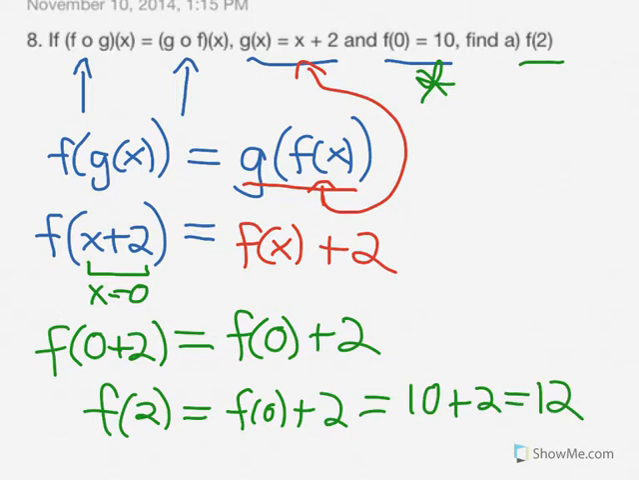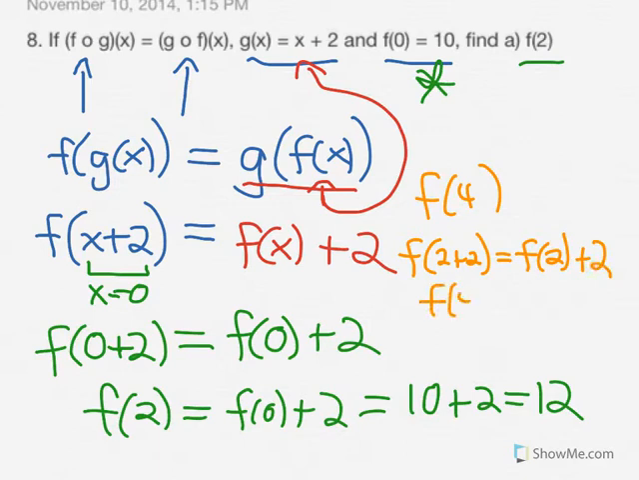If you wanted to keep going, this is called a recursive relationship. We could easily find what f of 4 is. Let's say it asks for that. The reason is because we can say f of 2 plus 2, where x is 2, equals f of 2 plus 2. So f of 4 equals f of 2, which we just found to be 12, plus 2 equals 14. So you can see it's going up by 2 each time that x is going up by 2.